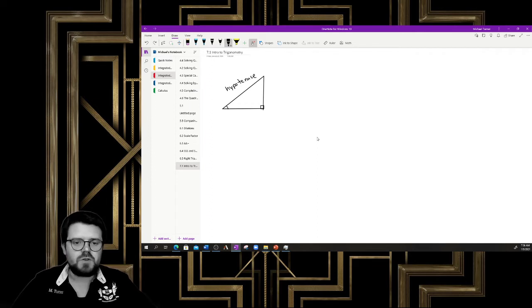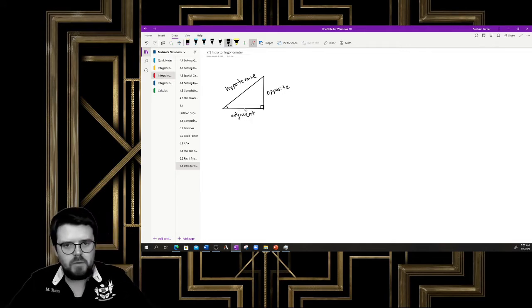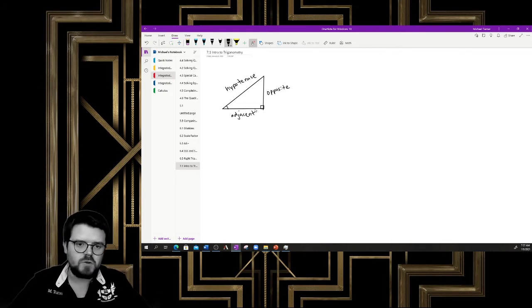For the other 2 sides, those are legs. But because we're referring to those 2 legs from a given angle, in this case the bottom left, there is a side that is opposite that angle, and there is a side that is adjacent, or touching, that angle. Now, of course, an angle is made up of 2 sides, but one is the hypotenuse, which we've already identified. So the other side that's touching that angle is the adjacent side.